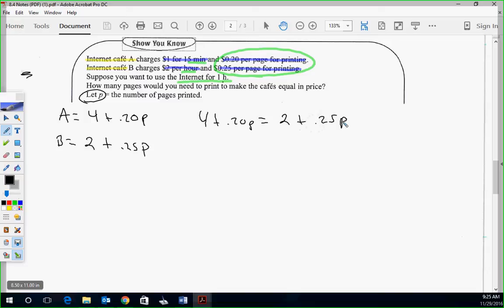Now what we have here is Internet Cafe A equal to Internet Cafe B. It wants to know when they're equal in price, so we're setting their charges equal to each other. We want to figure out what P, what page amount, they are equal in price. In general terms, why would that be important? Let's say you're trying to figure out which cafe to go to. I know it's not quite realistic maybe, but how could that help you?